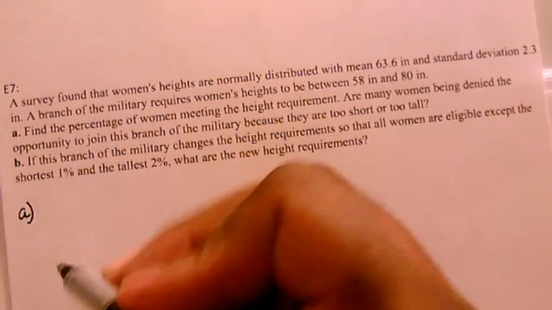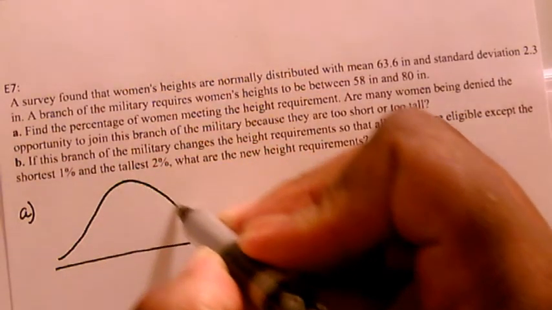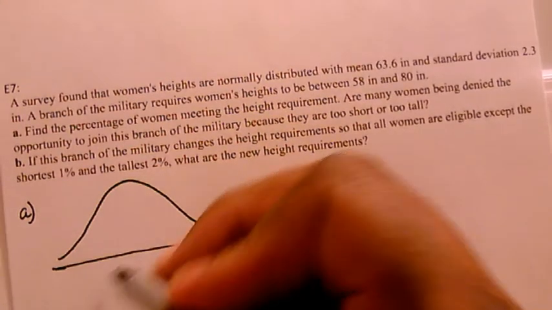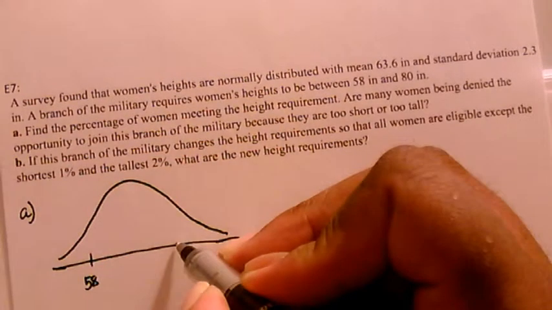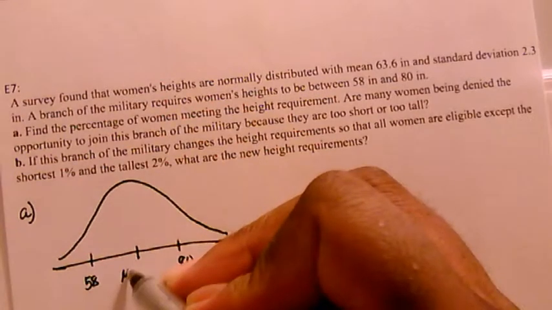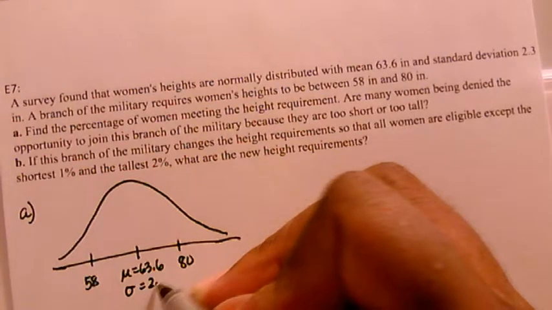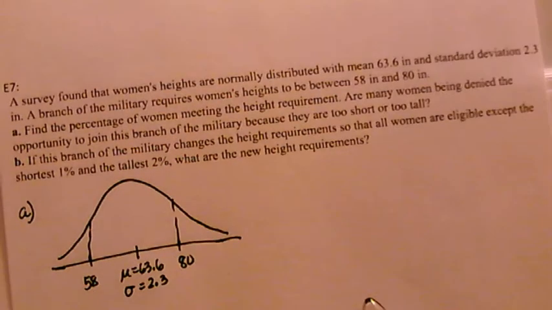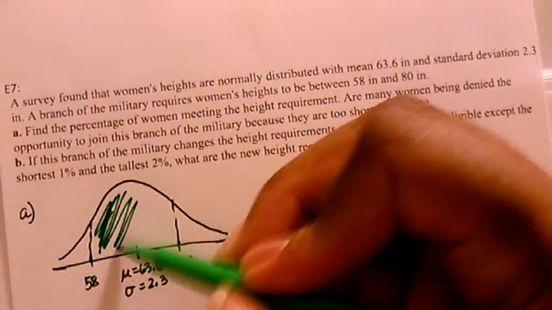Okay, first of all, we need to draw the normal curve. And I'm going to say 58 is over here, and 80 is here, because in the middle, your mu is the center, that's 63.6, and sigma is 2.3. So actually, we're finding the shaded area in between 58 and 80.